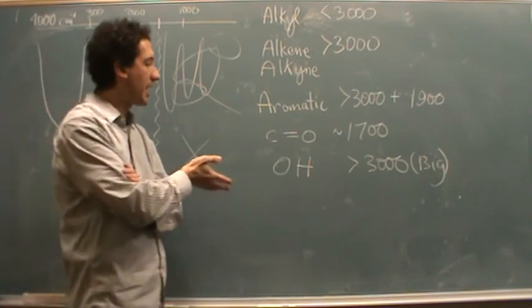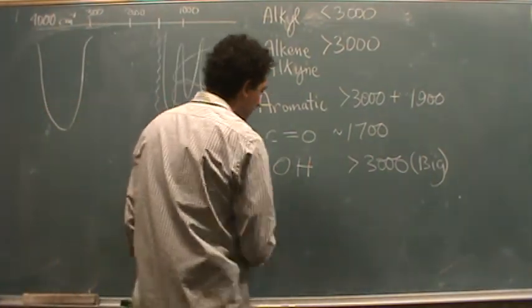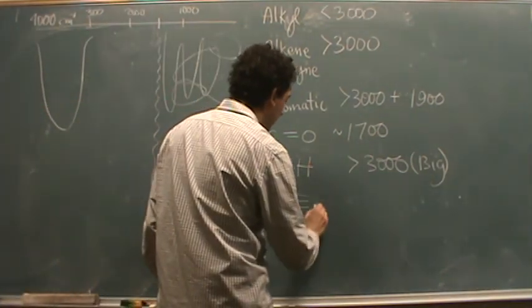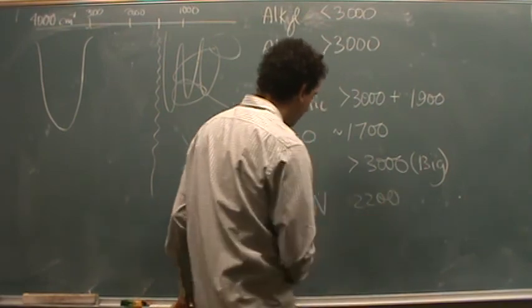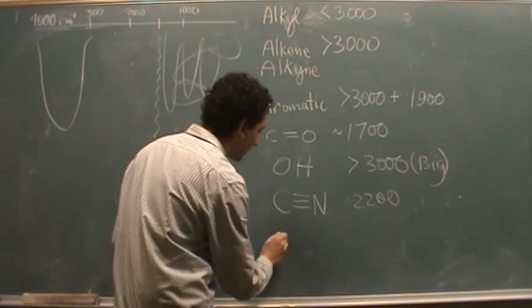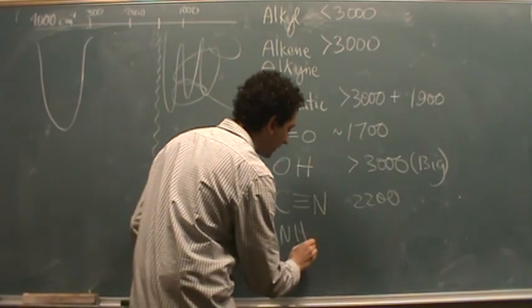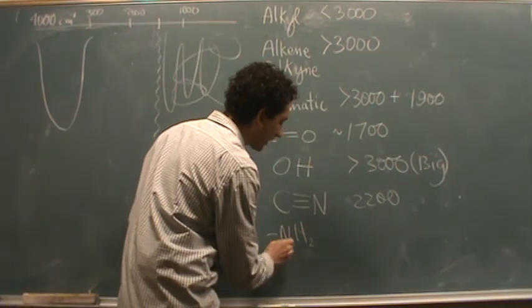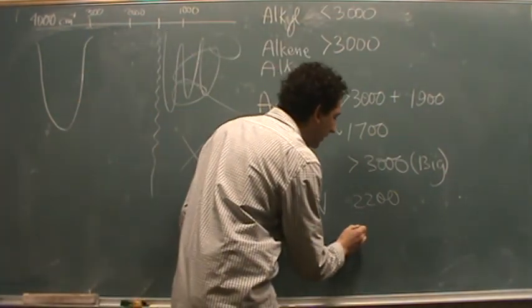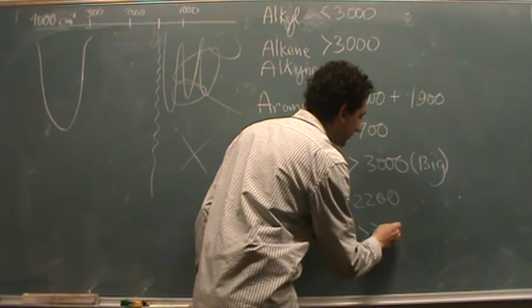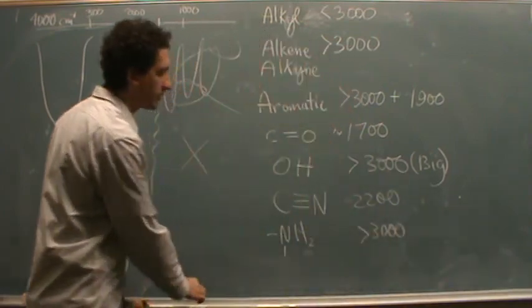So again, I might add, for C triple bond N, you'll get some smaller sharp peaks at around 2200. And then, what was the other thing? The amine, NH2, NH3, etc. Some sort of amine group. It'll be greater than 3000. So that could give something up there as well.